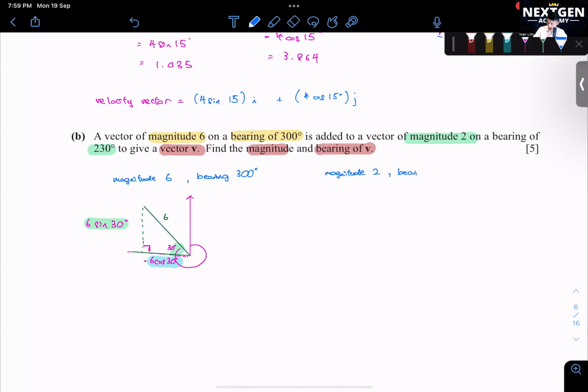bearing 230 degrees. So you all do the same thing again. You want to find the vector of this. So you all draw it out. 230 degrees will be here, right? So 180 plus 50 degrees. So until here, this one will be 50 degrees. That's how we find the bearing of 230 degrees.